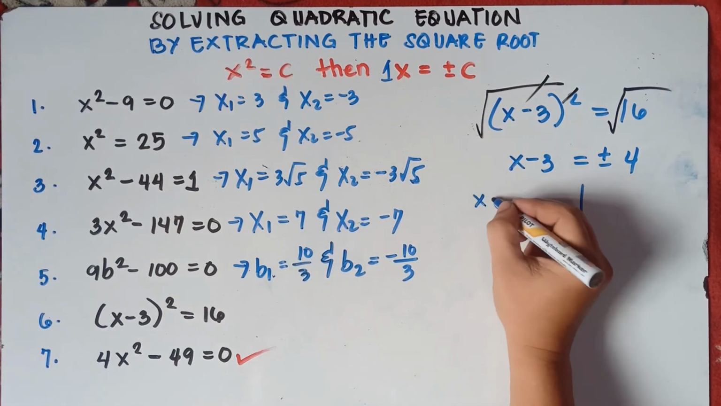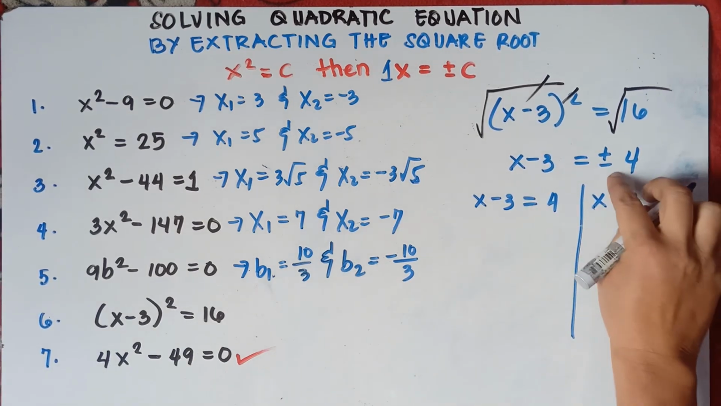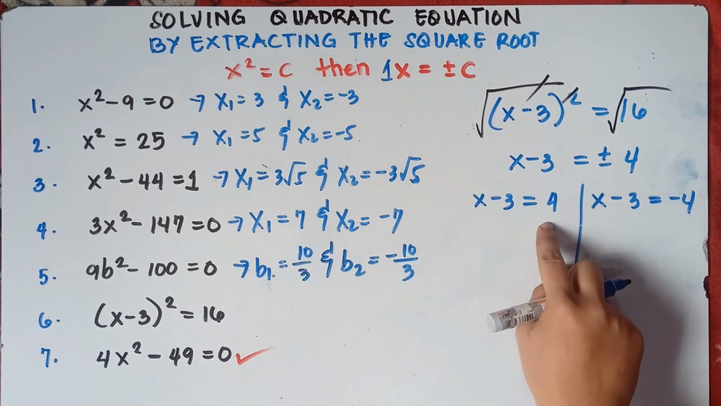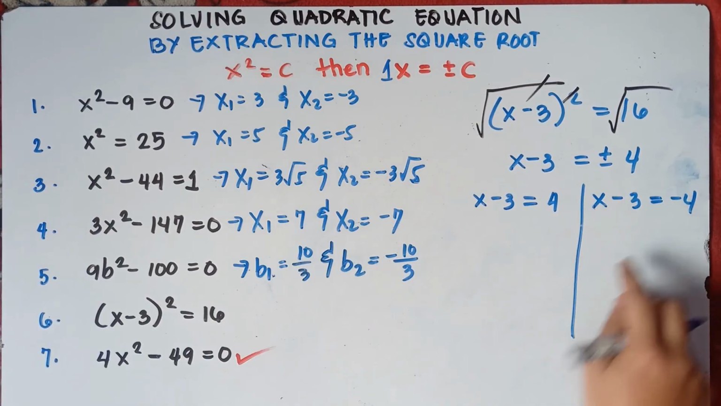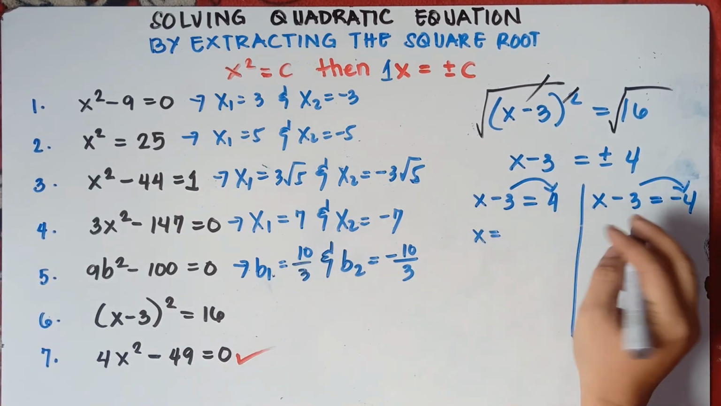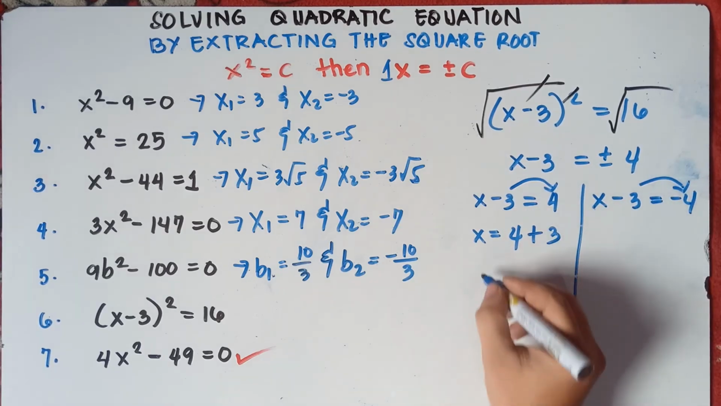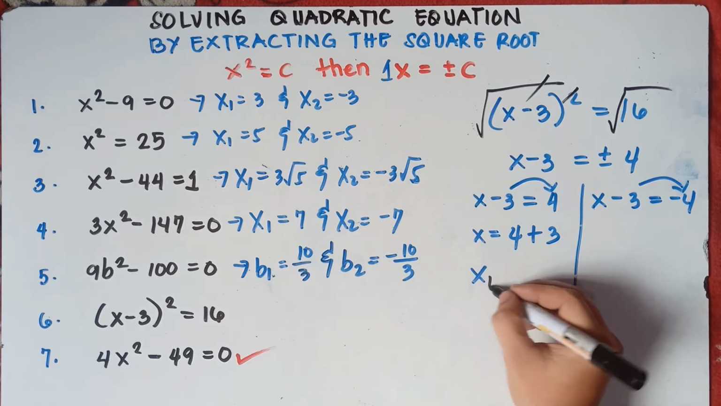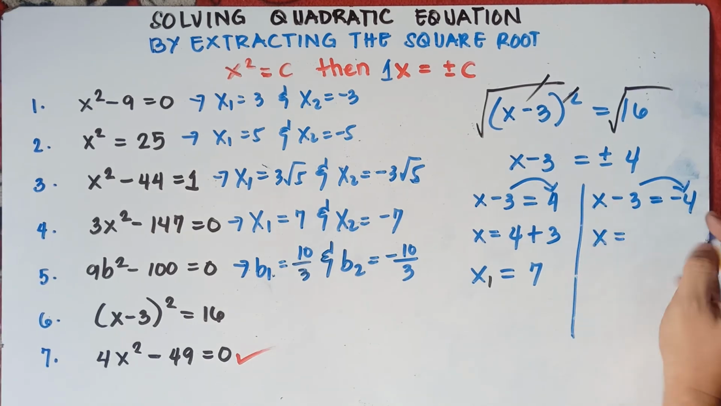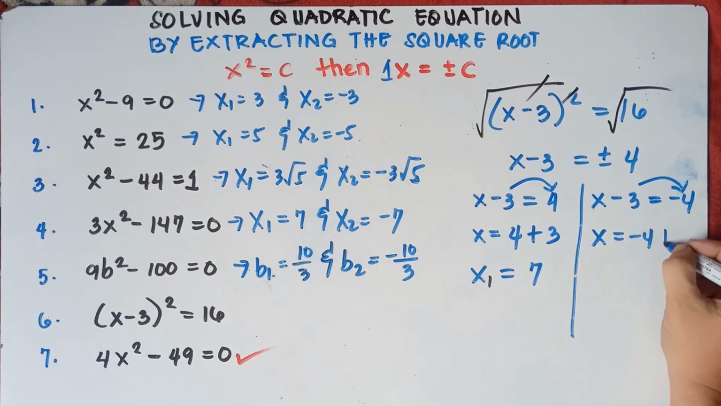So this will be x minus 3 equals, let's start with positive 4. And then x minus 3 equals negative 4. You transpose negative 3 from left to right, this will be x equals 4. This is negative, it will be positive 3. So x sub 1 equals 4 plus 3, that would be 7. Then x equals, copy negative 4, transpose negative 3 from left to right. Since this is negative, it will be positive 3.